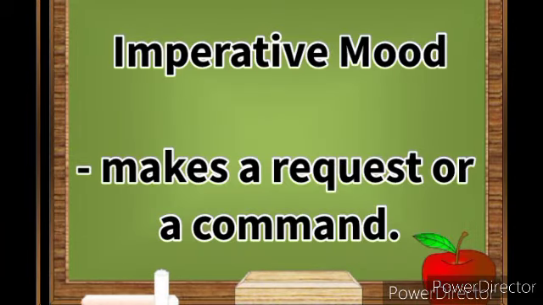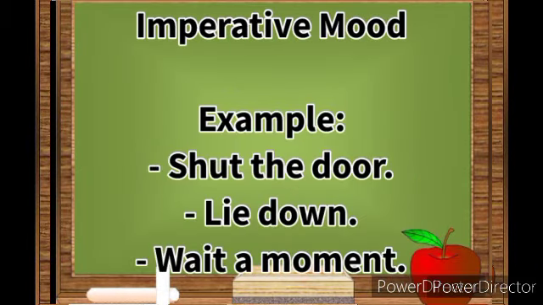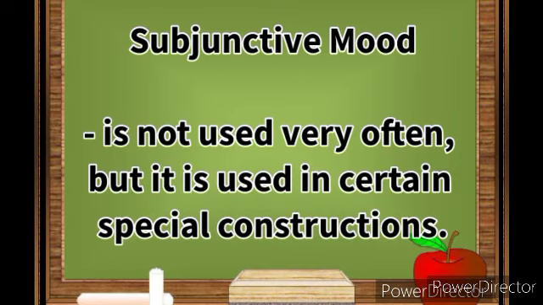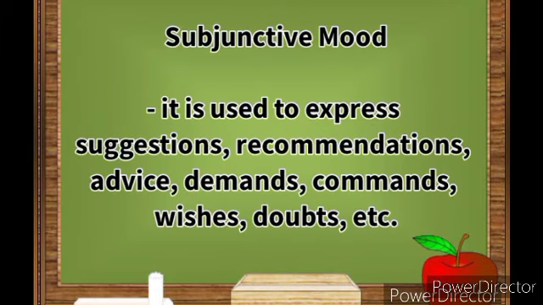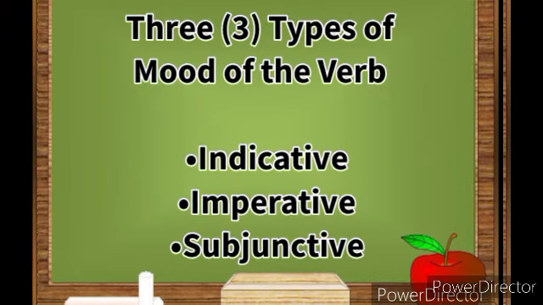Next is the imperative mood. Imperative mood makes a request or a command. There are some examples of imperative mood. First, shut the door. Next, lie down. And wait a moment. Subjunctive mood is not used very often, but it is used in certain special constructions. Subjunctive mood is used to express suggestions, recommendations, advice, demands, commands, wishes, doubts, and the like. So indicative, imperative, and subjunctive are the moods of the verb.